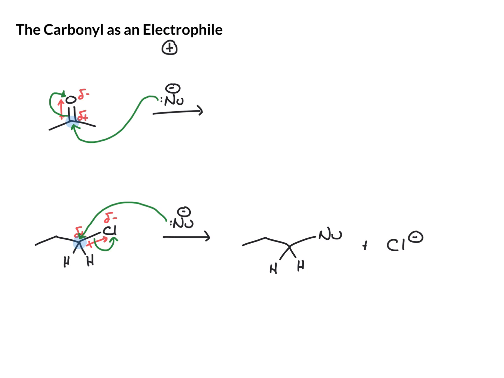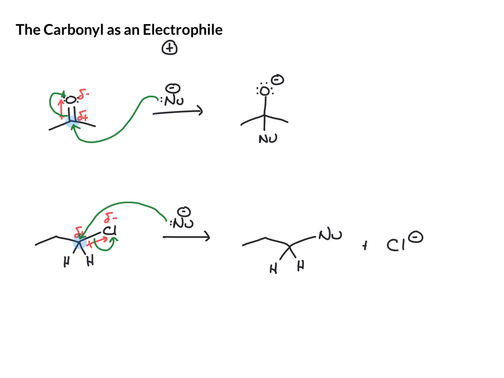So the oxygen already started out with 2 lone pairs. And when we add that nucleophile to it, now that oxygen has a 3rd lone pair and a negative charge. So it's very similar to what's going on down here, except because you have the double bond, the oxygen doesn't leave.